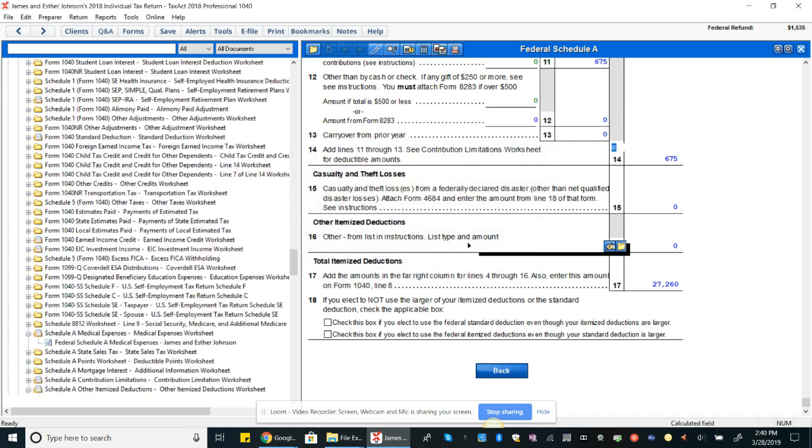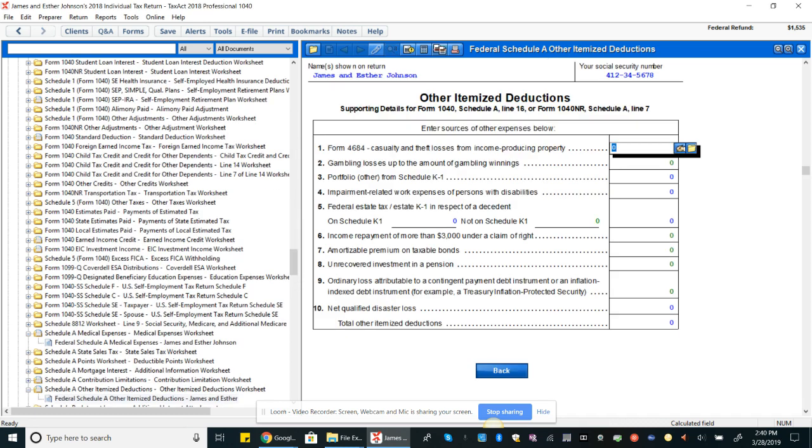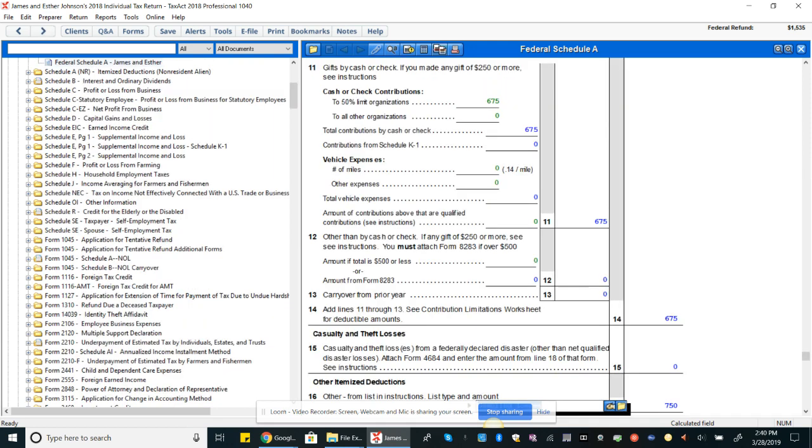So we'll go open supporting form. And here they're listing the other items, so here we have gambling losses, and this cell is green. So we'll enter our losses here. And you can see we don't have an option for entering our fees for filing our tax return. Okay, so that was our last one.